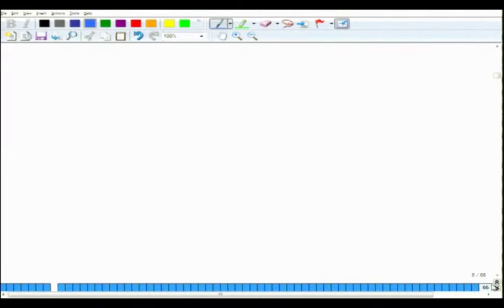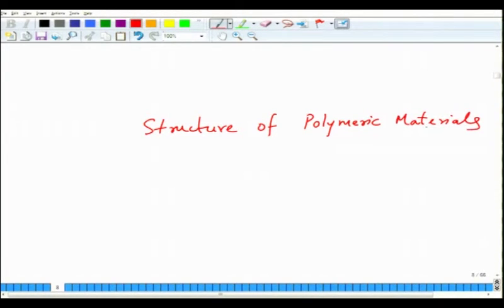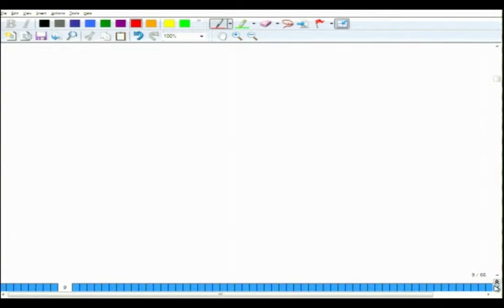We move to the next class of materials, which is the structure of polymeric materials. So, we will start with a new topic, structure of polymeric materials. Now, polymers of course are very important, as we know. They are used in a variety of applications. They basically contain light elements, which are carbon, hydrogen, nitrogen, or in some cases oxygen as well.